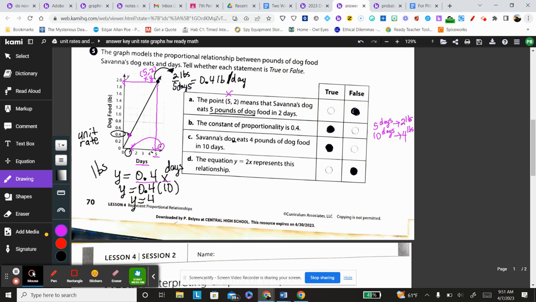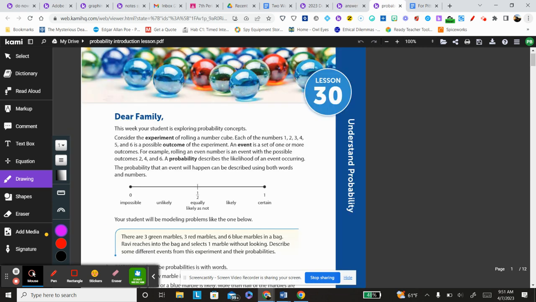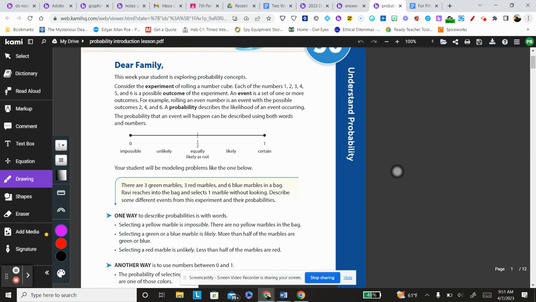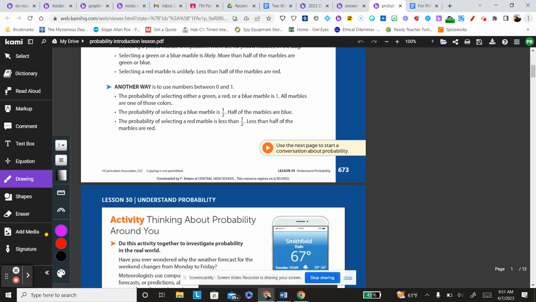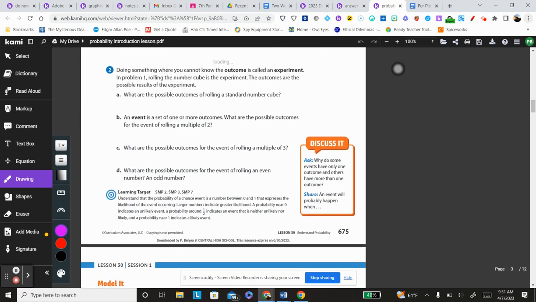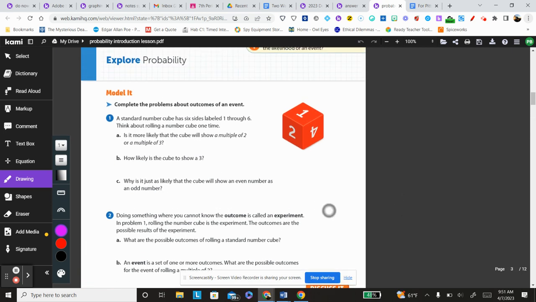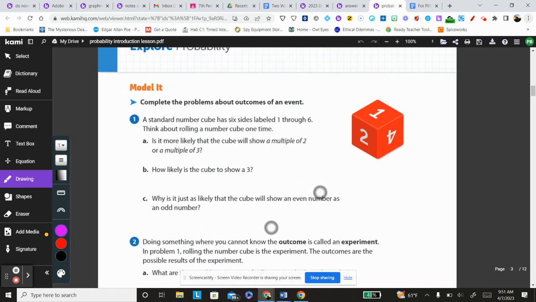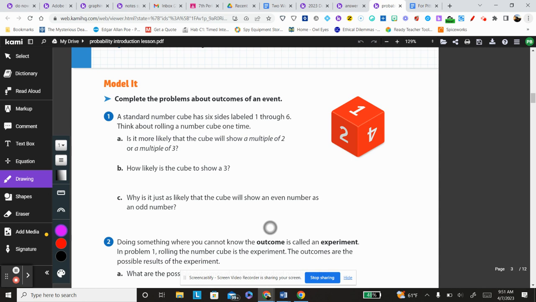All right, so we're going to go into probability today. The first page for you all is page 675. So let me get there. All right, so we're going to look at this page. How many people are familiar with a die? How many sides are there to a die? 6. Okay.